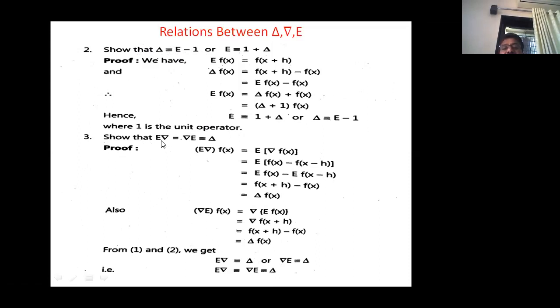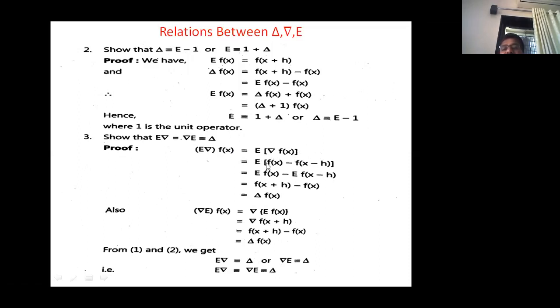So the next example is show that E del is equal to del E is equal to delta. So in order to show this, show E del f(x) is equal to del E f(x) is equal to delta f(x). Find the value of all these three separately. First, find E del f(x). What is E del f(x)? It is E of del f(x), by using the definition of composition of two functions. What is the definition of composition of two functions? (f of g)(x) is f of g(x).